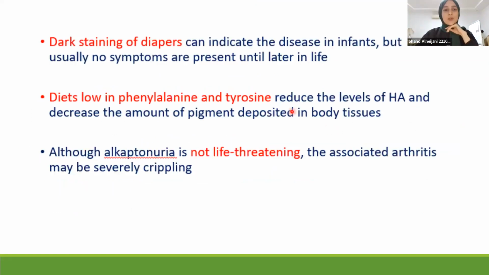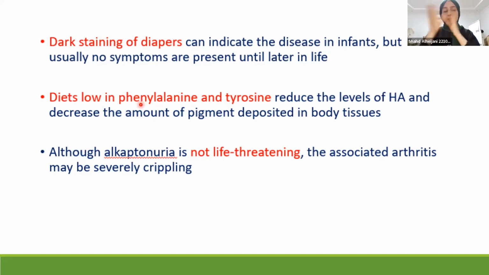Next slide. We also have the dark staining of the diapers. This can indicate the disease in infants, but usually the symptoms appear later in life. If it appears earlier, you can see the black staining of the diapers. And how can we solve this? As we said, to prevent the accumulation, we need to decrease the substrate intake. For example, here, the pathway starts with phenylalanine and tyrosine.